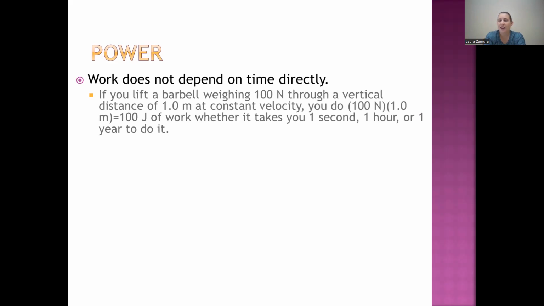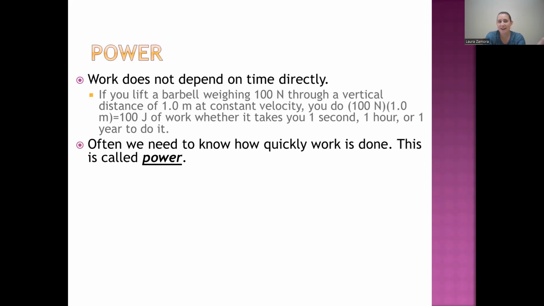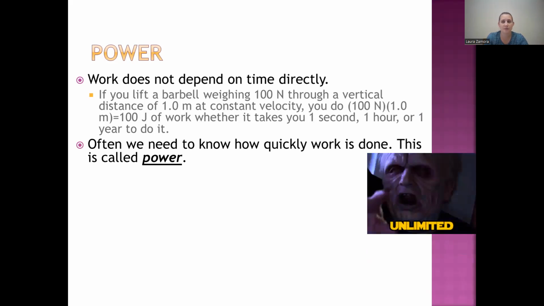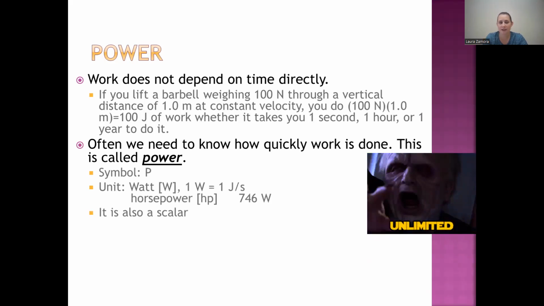However, if you exercise a lot, if you lift things in your life, you know that the amount of time it takes you to do something does actually factor into your workout, right? So often we need to know how quickly that work is done, and that's this word power. Okay, so power takes into account the time, whereas work does not. Work just depends on the force, the displacement, and the angle between the two. Okay, so power is really a new idea.